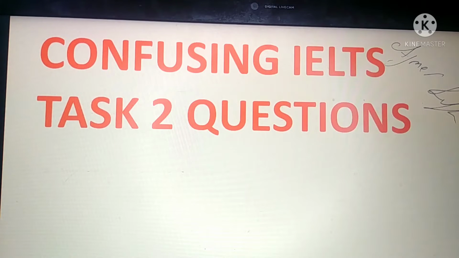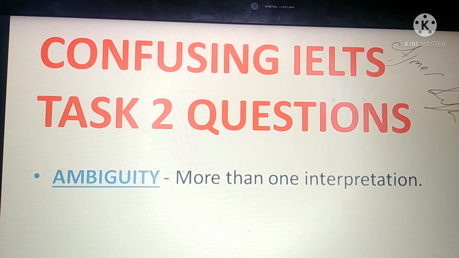First of all, let's understand how we can judge that a particular question statement is a confusing one. There are 2 to 3 points which I would like to mention here. First thing is ambiguity. Now, what is that? It means that there is not much clarity in the question statement.